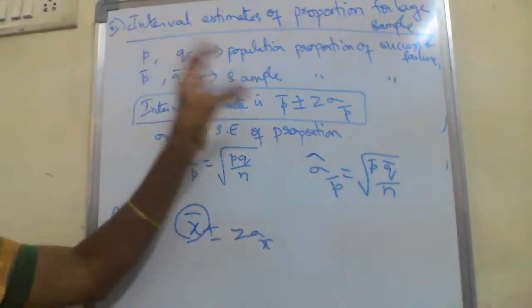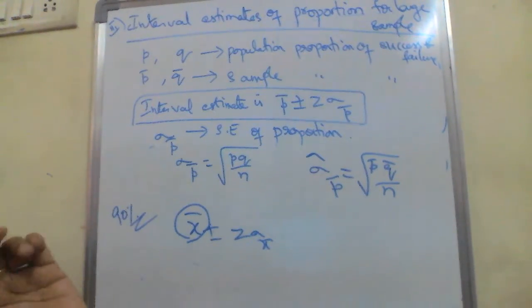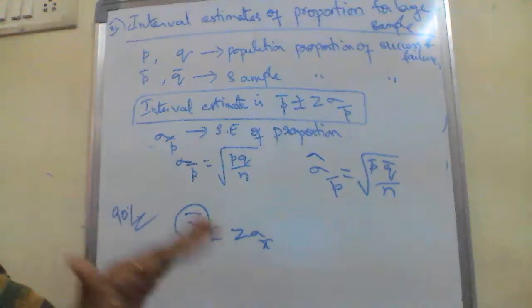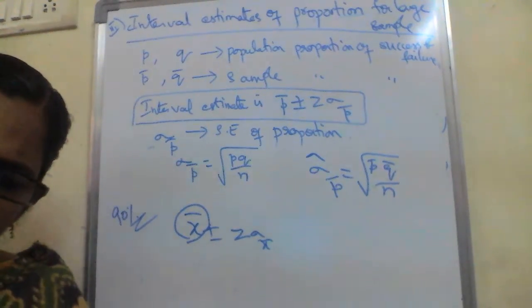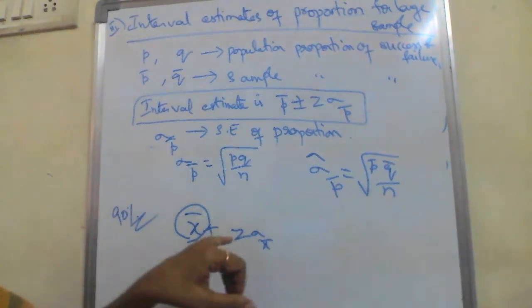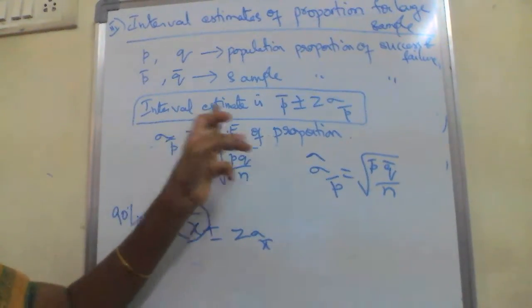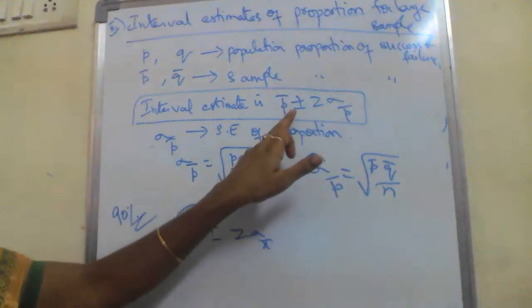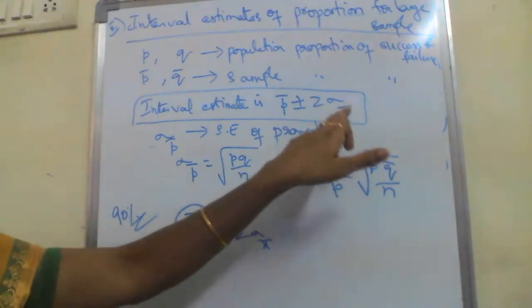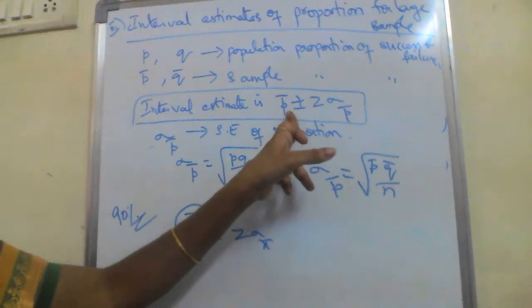So, when the sample mean is not given, when the values are represented in terms of these proportions P and Q, then how to calculate this interval estimate, that is the confidence interval, the upper limit of the confidence interval and the lower limit of the confidence interval. So the interval estimate is calculated with P bar plus or minus z sigma P bar. Instead of x bar, you are taking proportions.